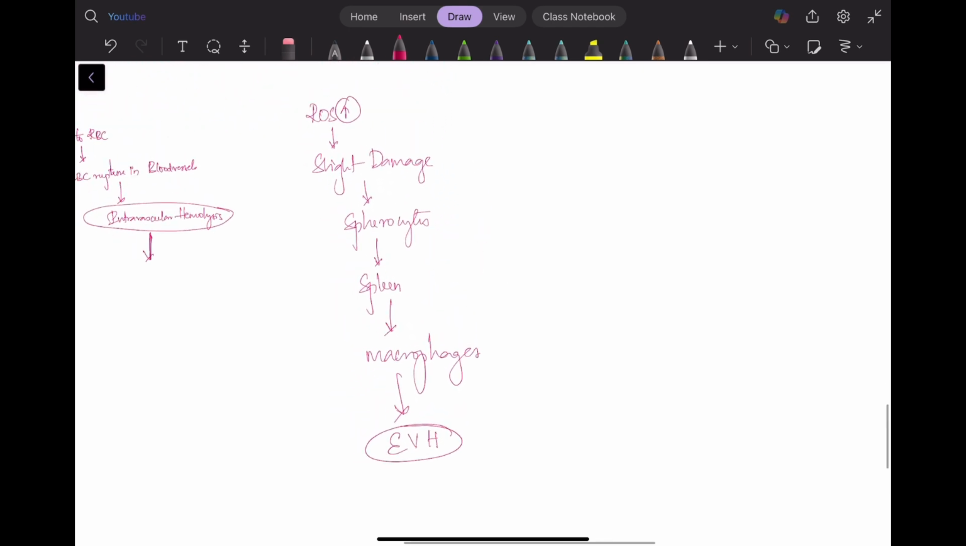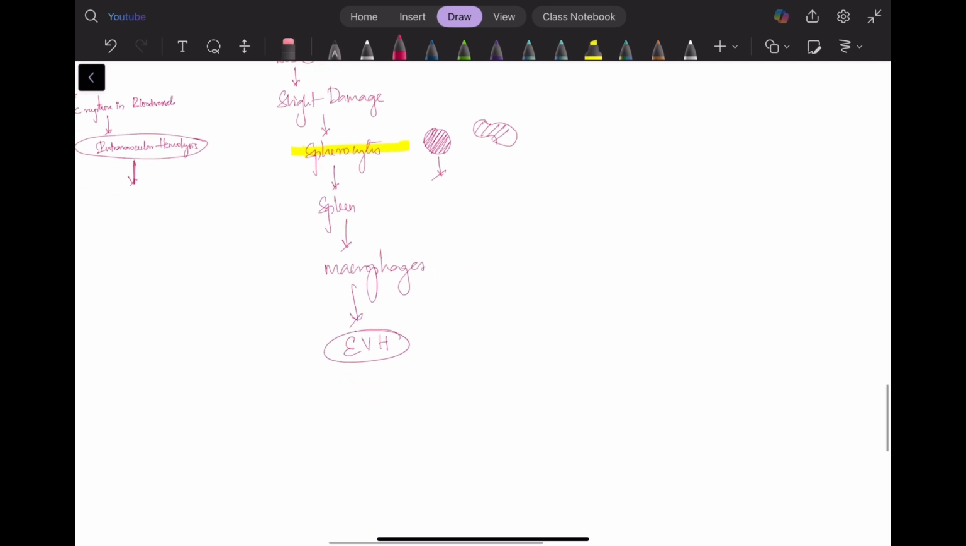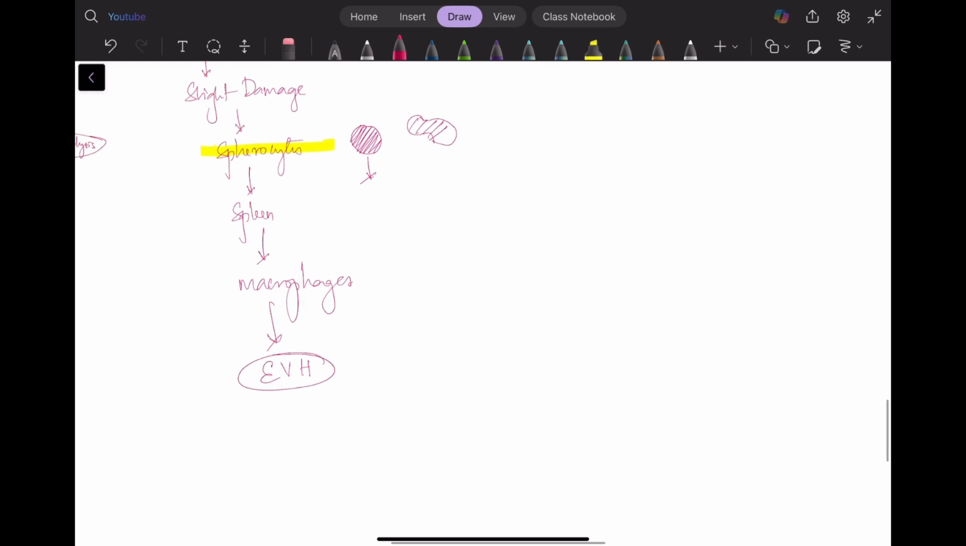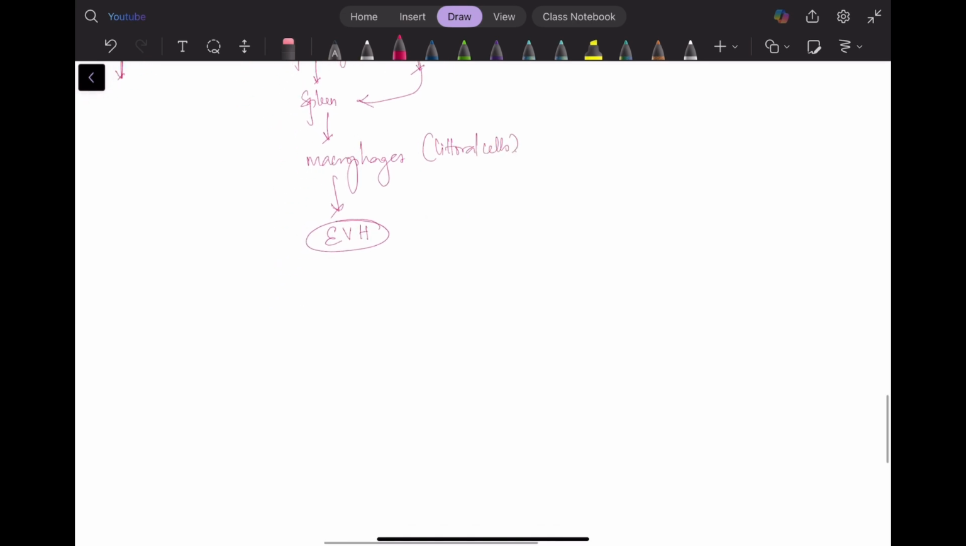So yeah, no need to see that video, here only you got it. What happens in extravascular hemolysis is spherocytes will be densely packed, where they won't be like the regular biconcave shape. They won't mold and all, so they go to the spleen. If they go to the spleen, then the spleen macrophage littoral cells engulf them. Then extravascular hemolysis happens.